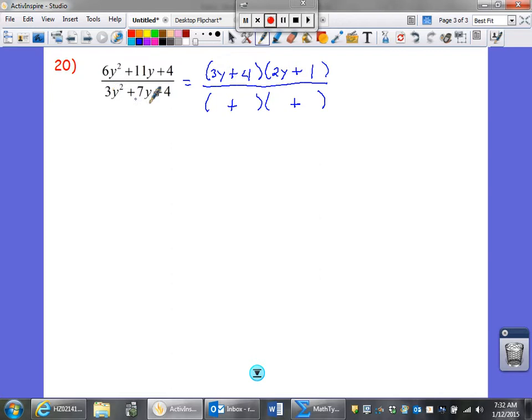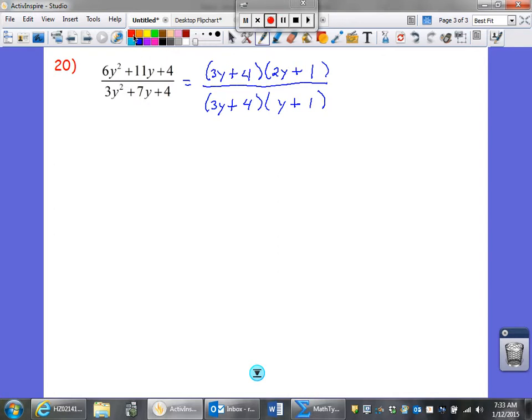We have 3y squared, which is 3y times y. And we have the number 4, which is either 2 and 2 or 4 and 1. Well, I'm noticing that 4 and 3 adds up to 7. So I'm going to try to set it up so that the 4 and the 3 do not multiply each other. This is 3y, and this is 4y, and that adds up to 7y. So that means we have it factored.